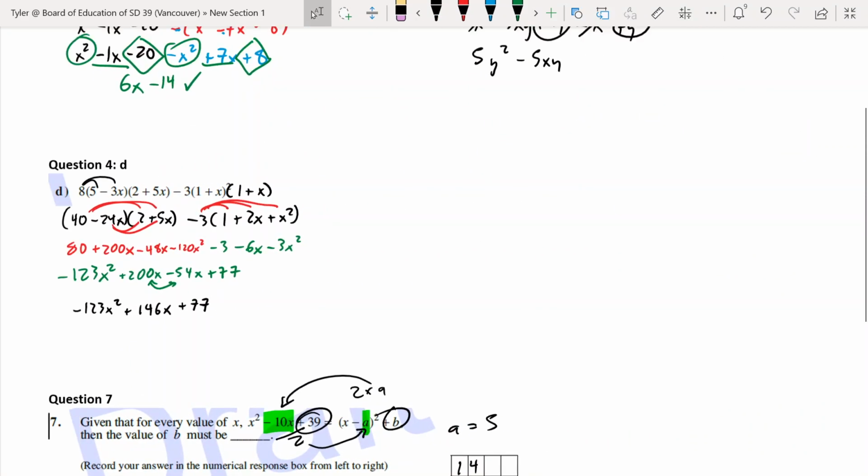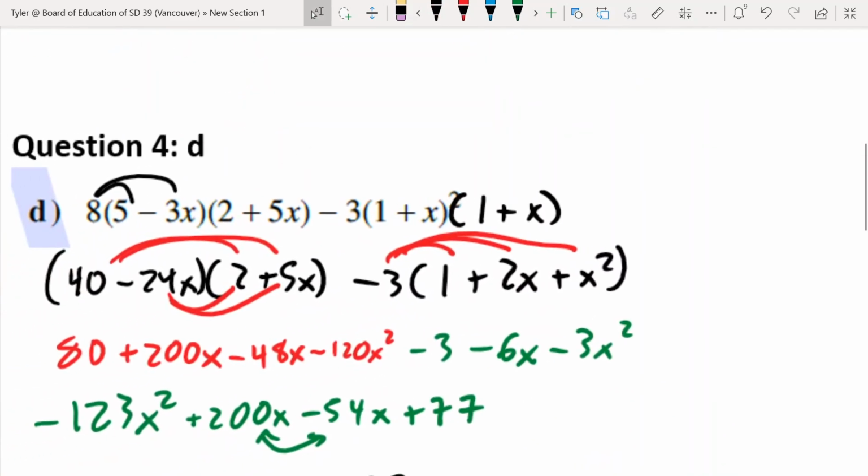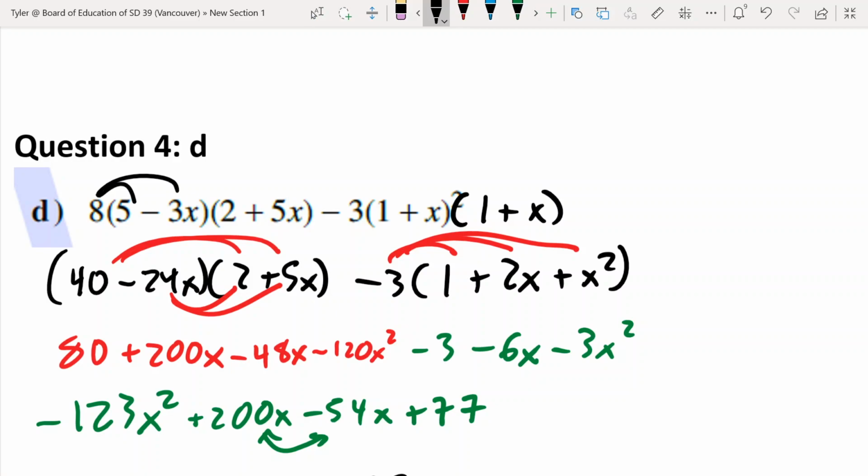I think that was it. Those are all the questions we wanted to go through. So just be careful with these types of questions. Either use the pattern knowing how to do this in one step, or just distribute properly like the way you normally would. And that's it.